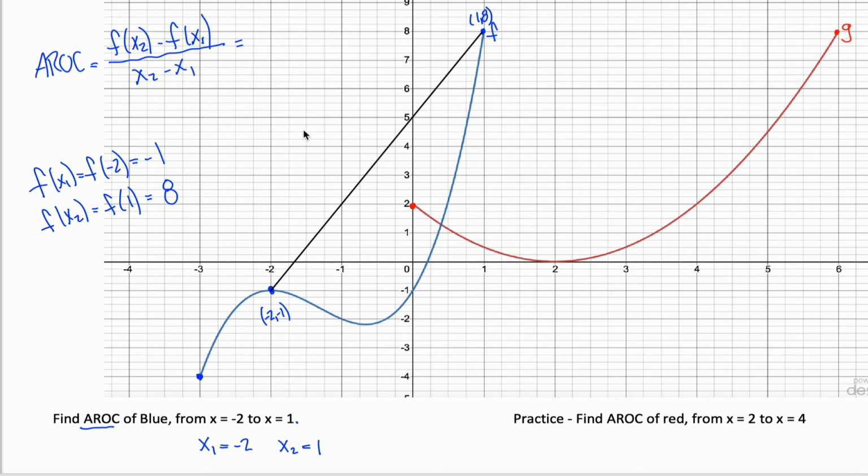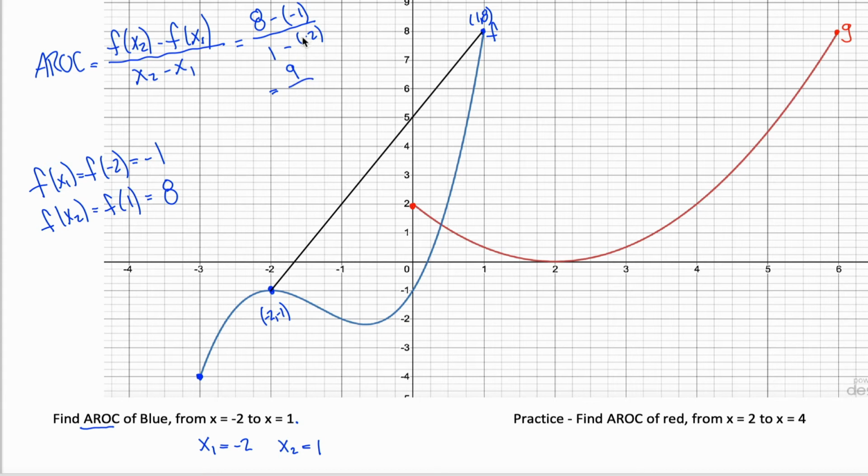So all that's left to do is plug numbers in, subtract, and divide. F of x2 was 8. From that, I want to subtract f of x1, which was -1. And then I want to divide that by the difference in x2, which I'm calling 1 down here, and x1, which is -2. 8 minus -1 is the same as 8 plus 1, which is 9.